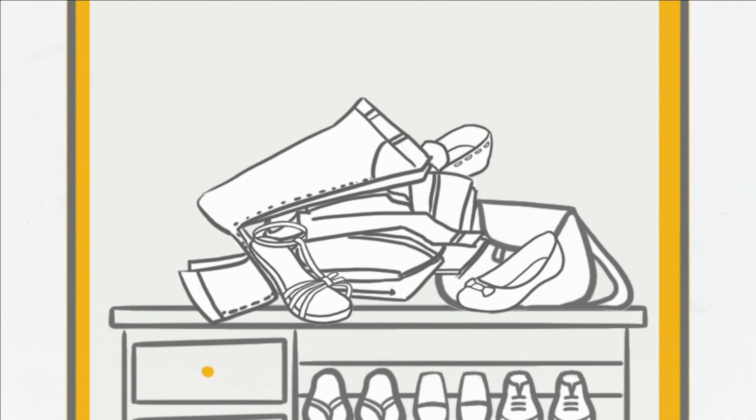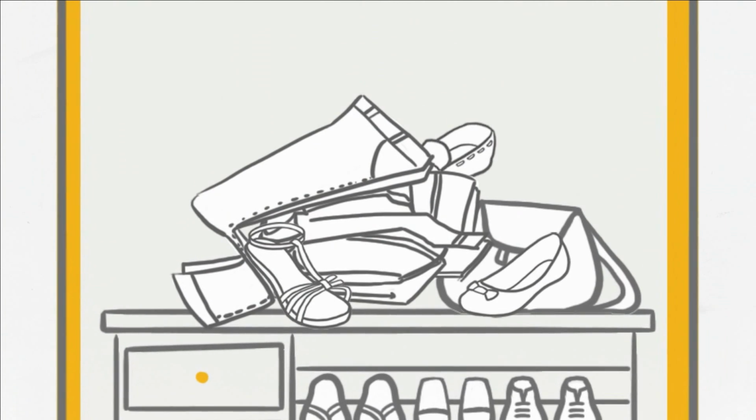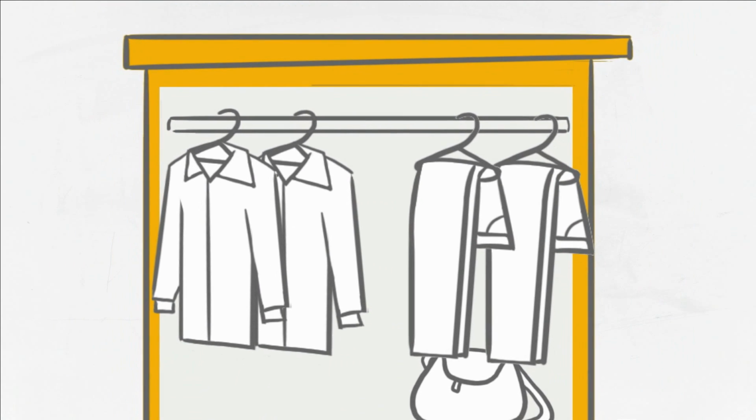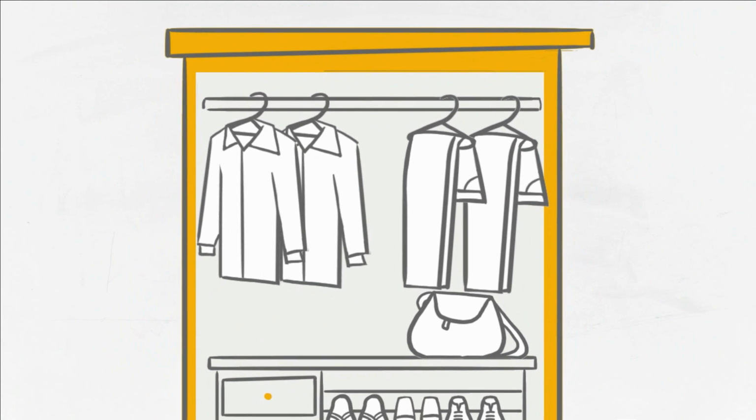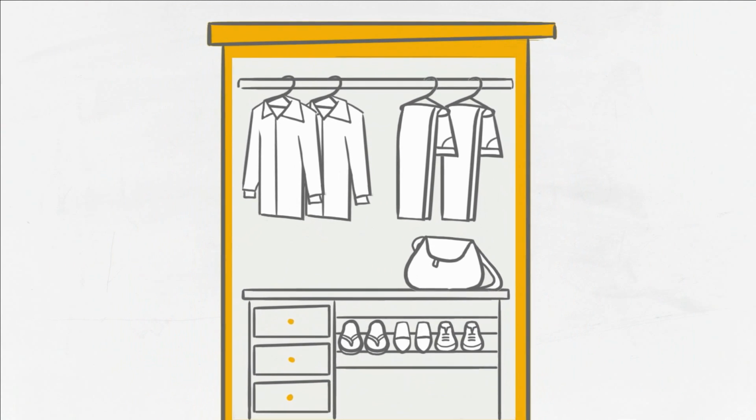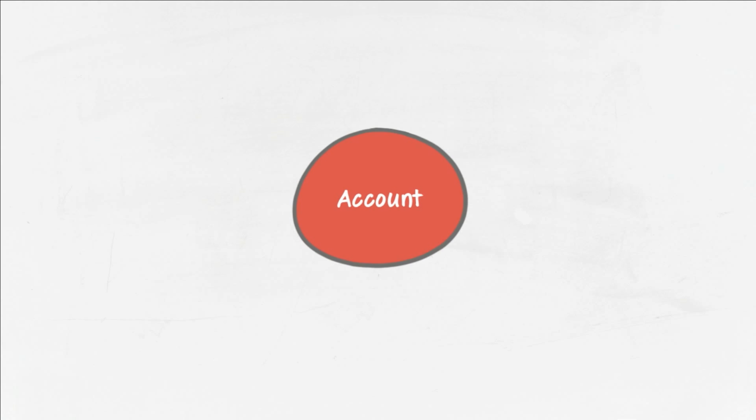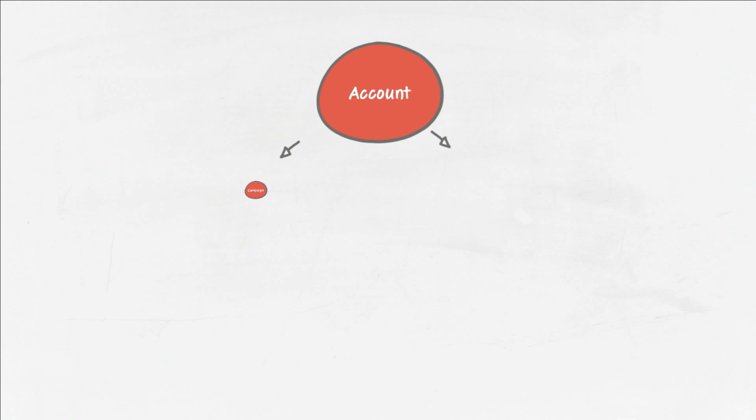So think of it like your closet. Rather than throwing everything onto one shelf, you would group your clothes by shirts, shoes, pants, and other, right? That makes it easier to pair and find things. So let's take a look at how you can organize your AdWords account.